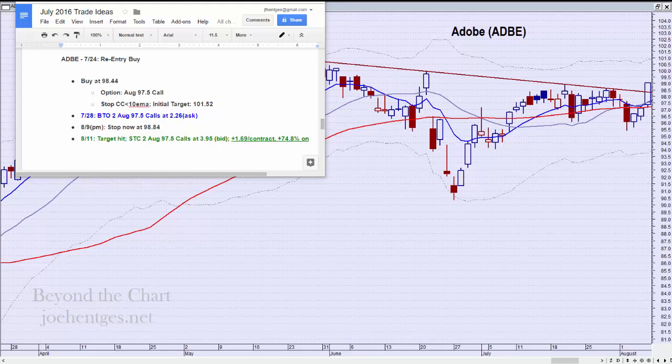In this Trade Ideas video, I'm going to take a look at an Adobe trade that was announced on July 24th for my insider members. The purpose of this is to show an example of the re-entry buy setup and the power of an options trade like this. So stay tuned.